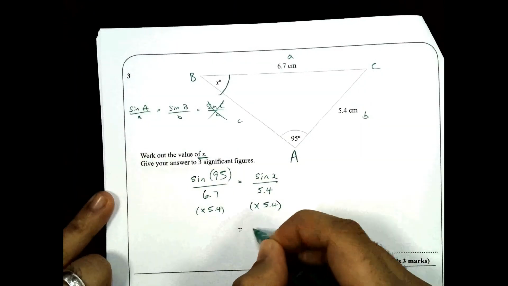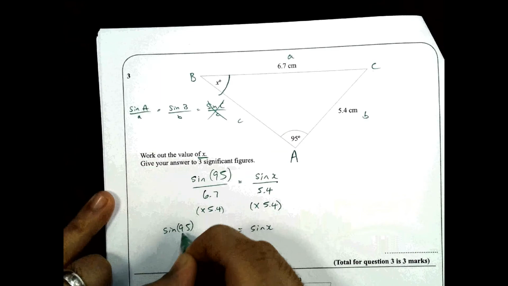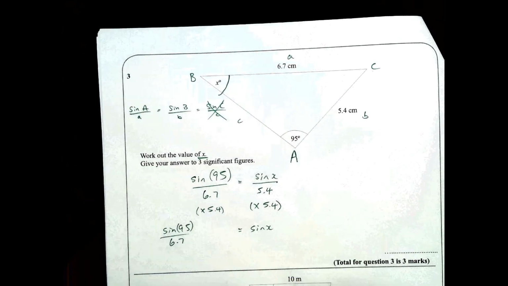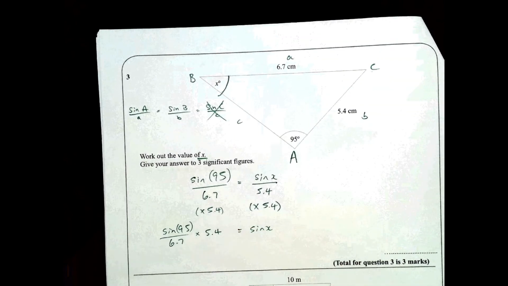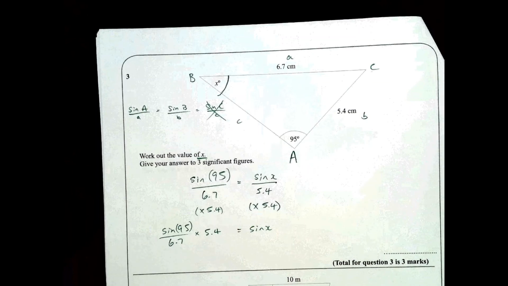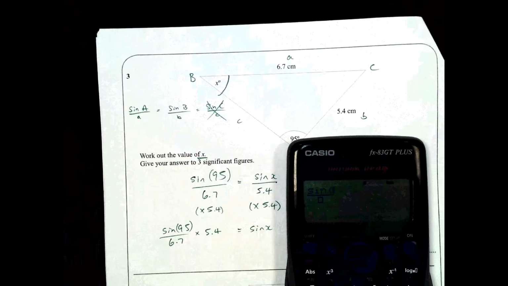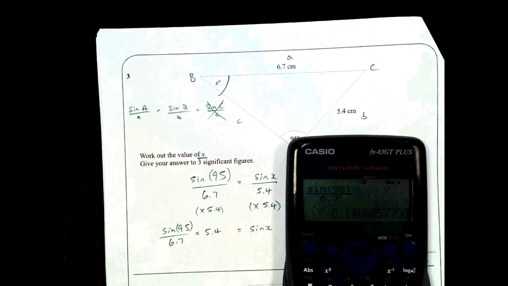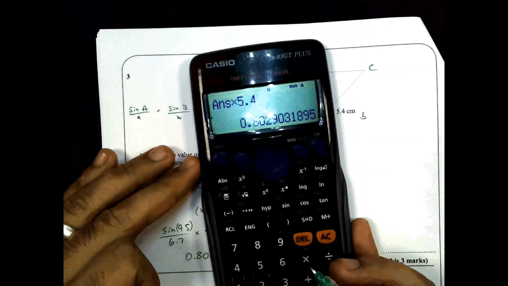Well, it'll give me whatever it gives me, but the point is, I will end up with the following. Sine 95 over 6.7 times 5.4. Okay? So, put that in your calculator. I'll just show you how I'm doing it. So, fraction button, sine 95 divided by 6.7, and then times it by 5.4. So that gives me 0.802, etc. 0.8029031895.